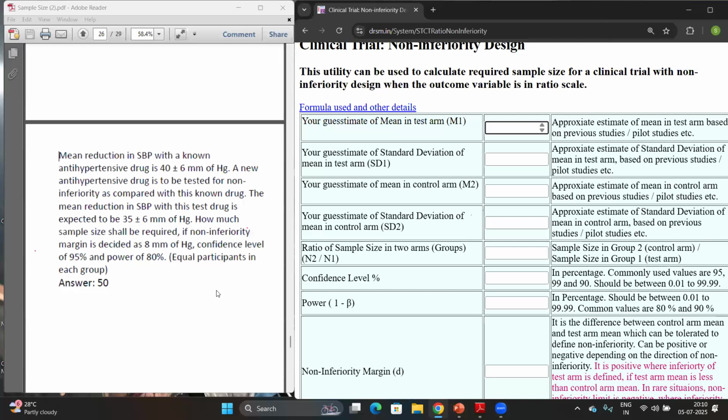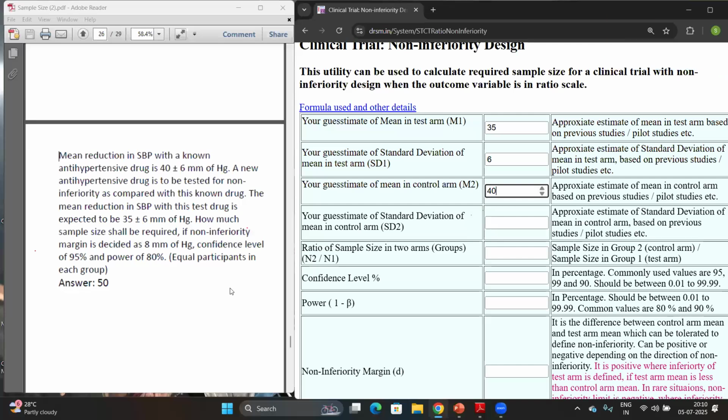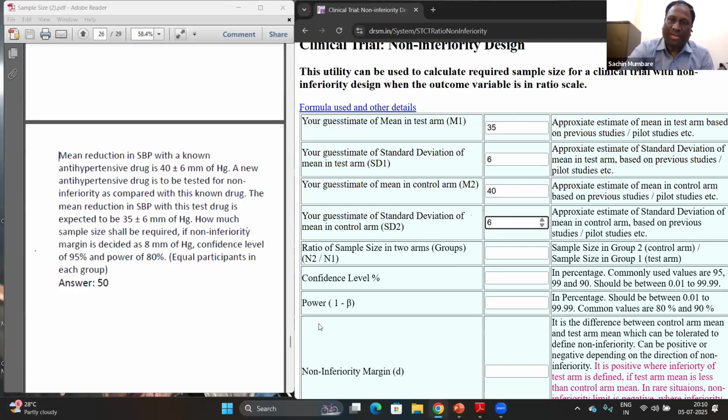What is your answer? 50. So mean in test arm is how much? 35. Standard deviation is 6. Control arm it is 40, standard deviation is 6. Now you can compare.